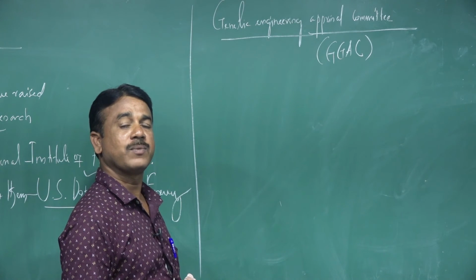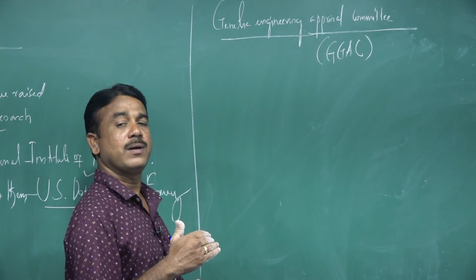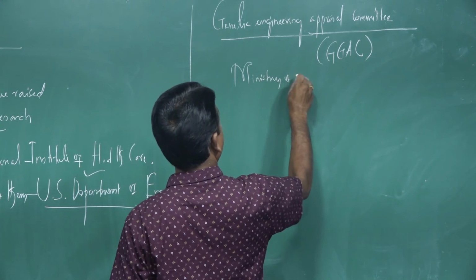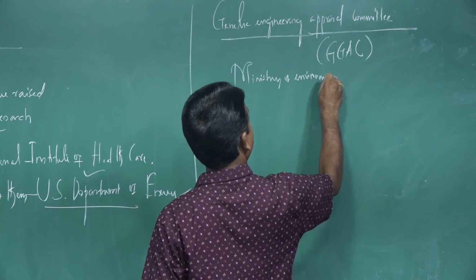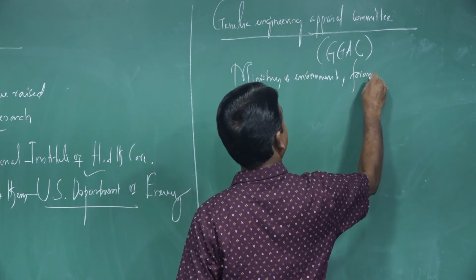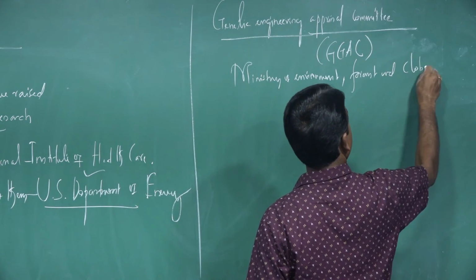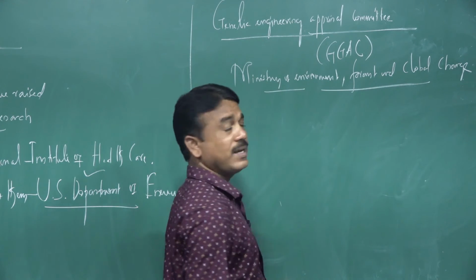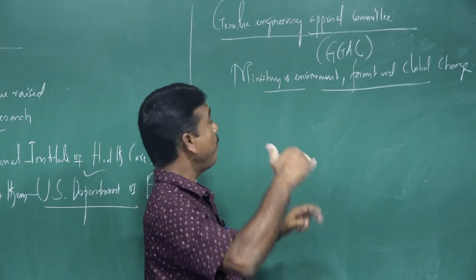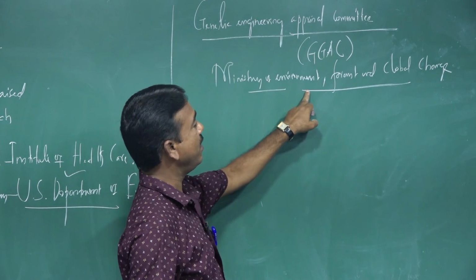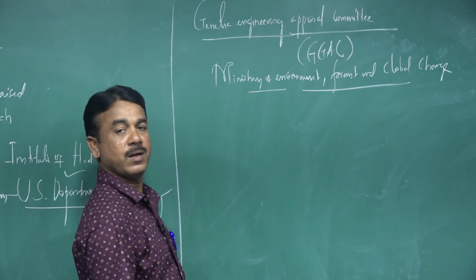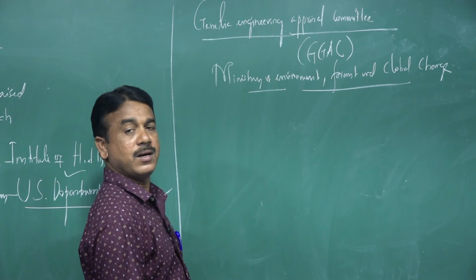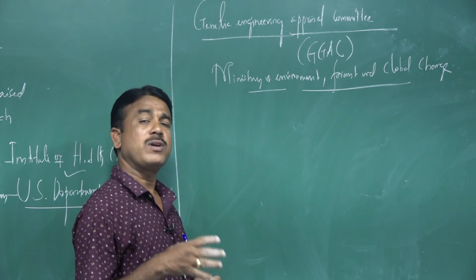It is a top-ranking body under the Ministry of Environment, Forest, and Climate Change. The Genetic Engineering Appraisal Committee is commonly called the top body under the Ministry of Environment, Forest, and Climate Change. How was it established, or for what reasons must it be established?